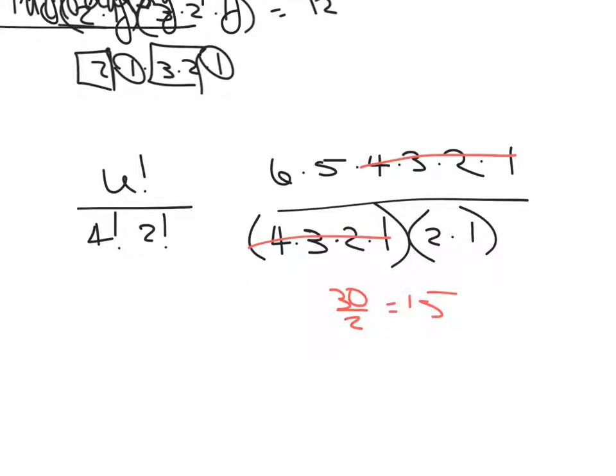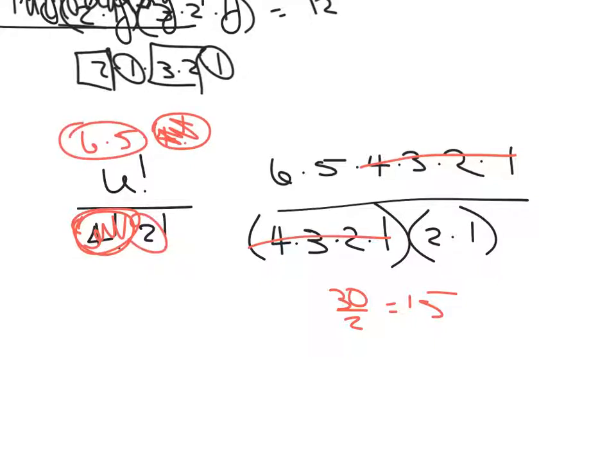So rather than write all of this out, I can just look here and say, okay, I've got a 4 factorial here. Up here, I have a 6 times 5 times 4 factorial. So I'm going to cross that out and cross that out and not even worry about it. And I'm just going to multiply that over 2, and that's going to give me my 15. It's just a lot easier that way.